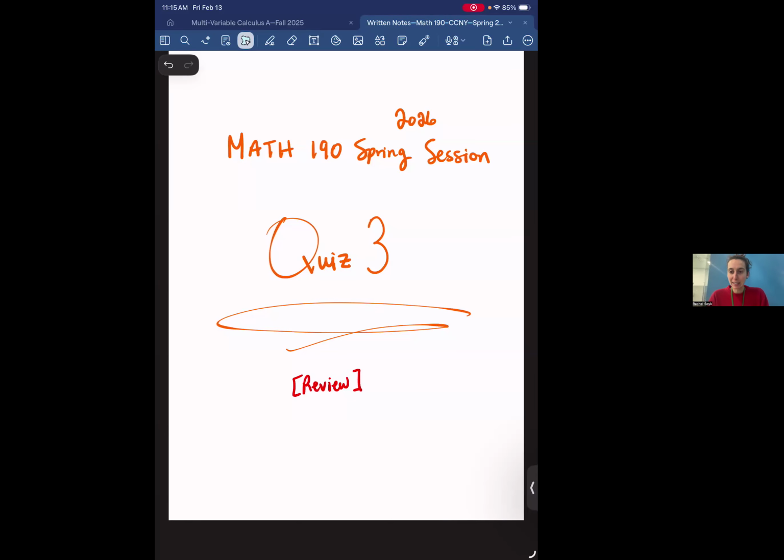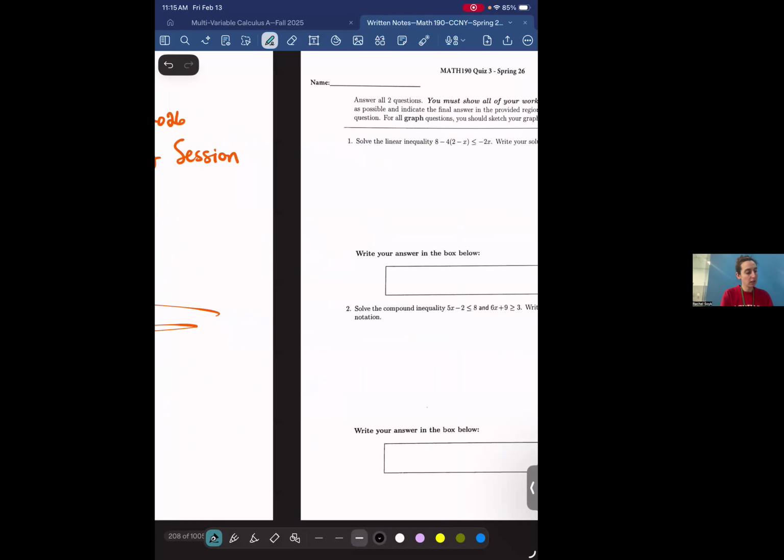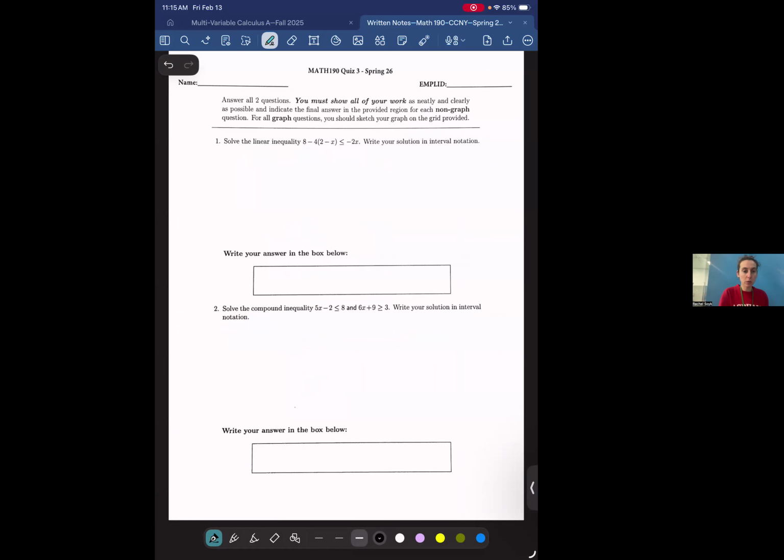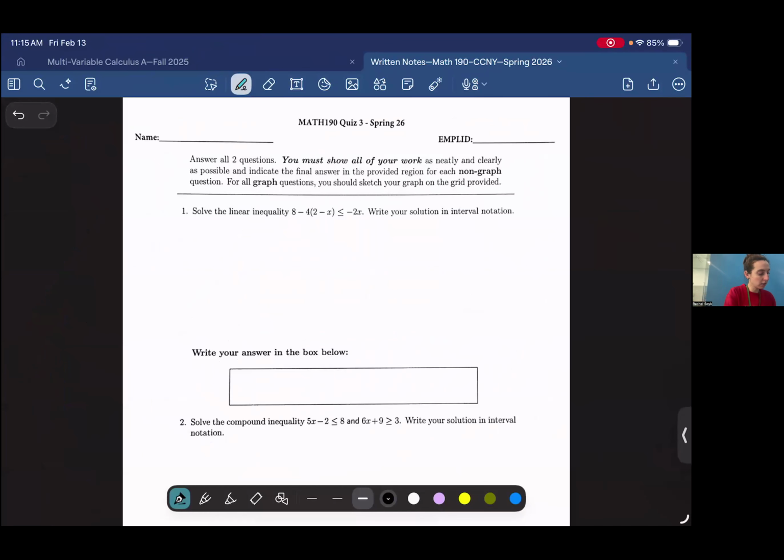All right. This is a review of our quiz 3, which is the take-home quiz that I gave you guys during our second week of the semester. So let's jump into it. Our first question, let's zoom in on it.